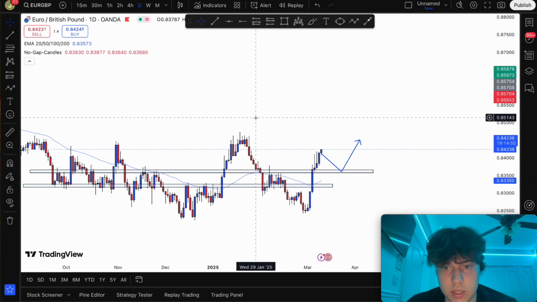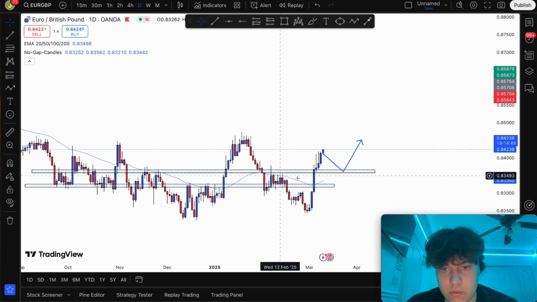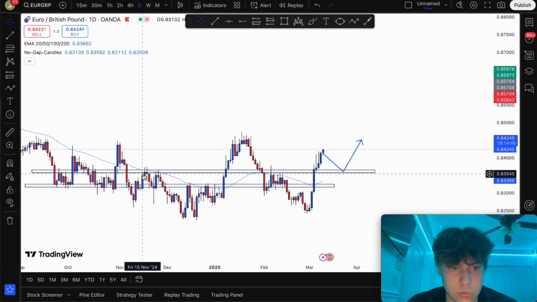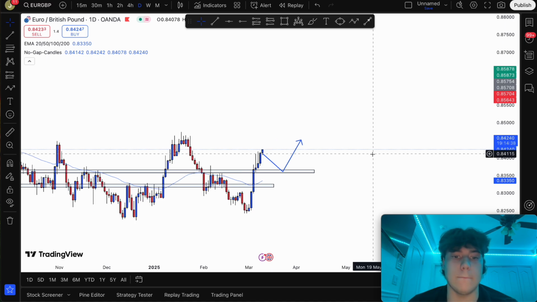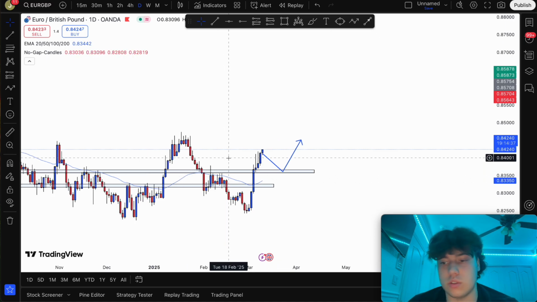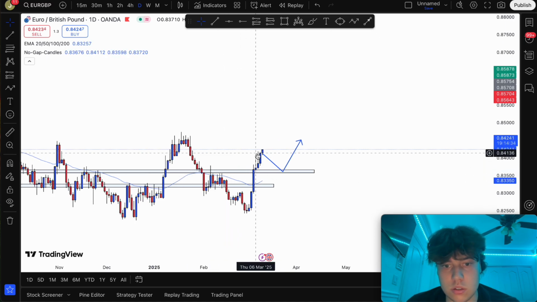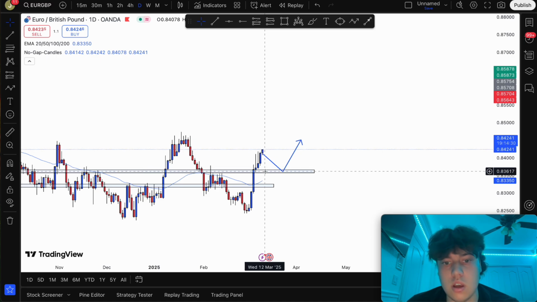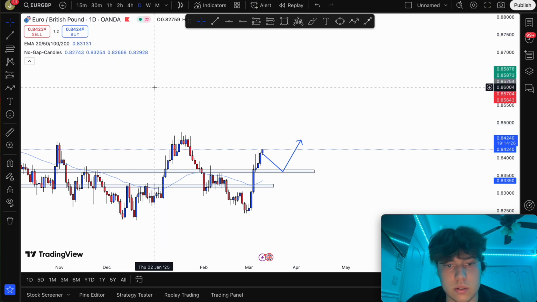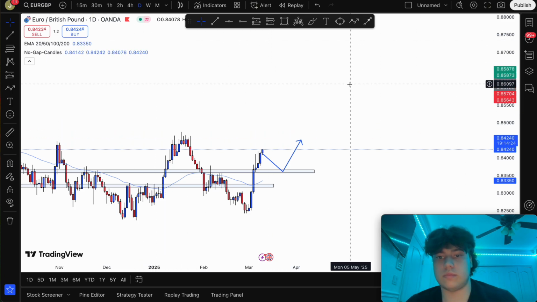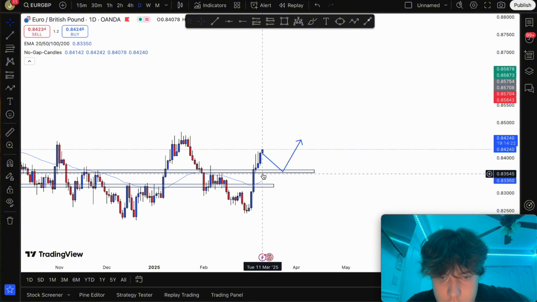If you look on the daily, we have this beautiful area of interest. We have resistance, resistance, resistance, resistance, support, resistance, and if we keep going, we'll see more. But we have more than 3 touches, so it's a valid area of interest. What I'm waiting for is price to reach this level, close in here, and then take it to the upside and get my entry confirmation in this level.